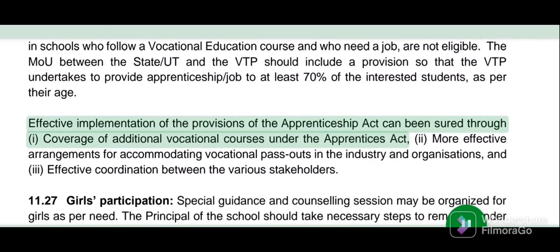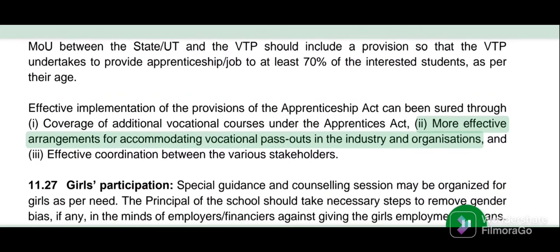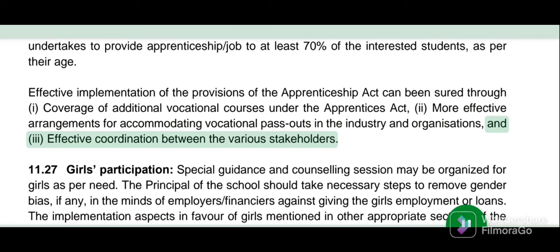Effective implementation of the provisions of the Apprenticeship Act can be ensured through coverage of additional vocational courses under the Apprentices Act, more effective arrangements for accommodating vocational pass-outs in the industry and organizations, and effective coordination between the various stakeholders.